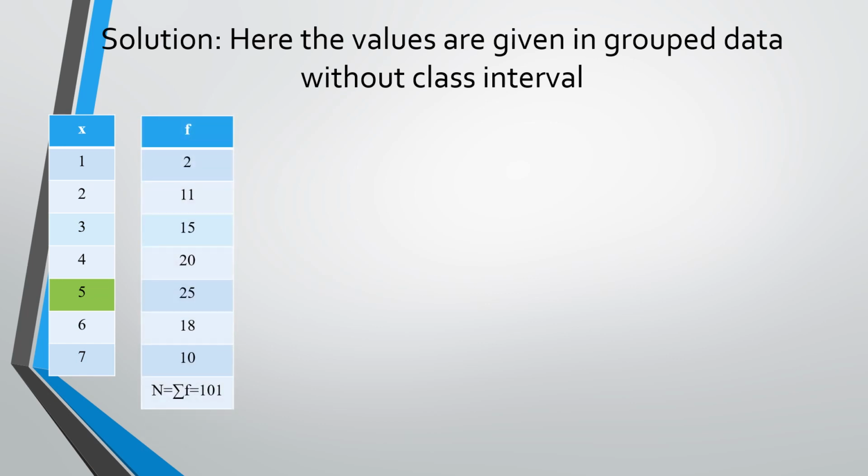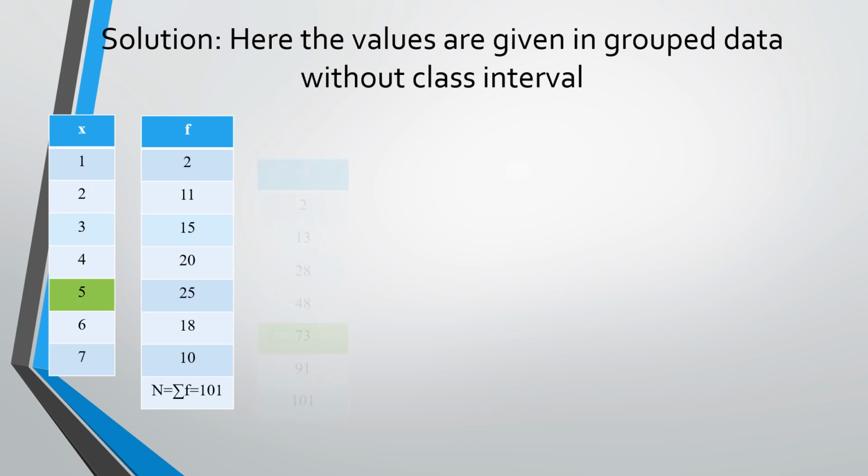So first you need to write the x values which have been given in the question, then you need to write the f values which have been given in the question, then you need to calculate the summation of f, and that we call n is equal to summation of f. So we can see here in the second column the f values have been added up, that is the sum of all the values given in f, and that is equal to 101, that is, n is equal to summation of f is equal to 101.